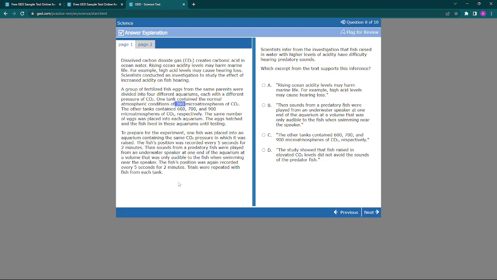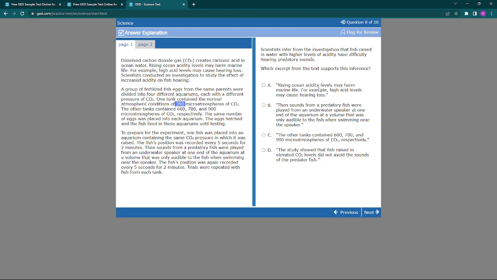The fish's position was again recorded every 5 seconds for 2 minutes. Trials were repeated with fish from every tank. So they're going to see how long it takes for the fish to notice the sound and where they move. So scientists infer from the investigation that fish raised in water with higher levels of acidity have difficulty hearing predatory sounds. Which excerpt from the text supports this inference?